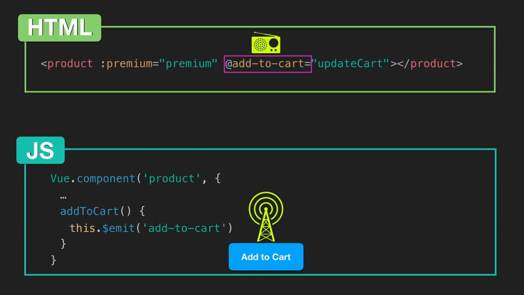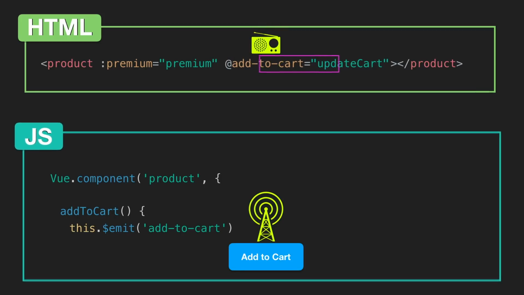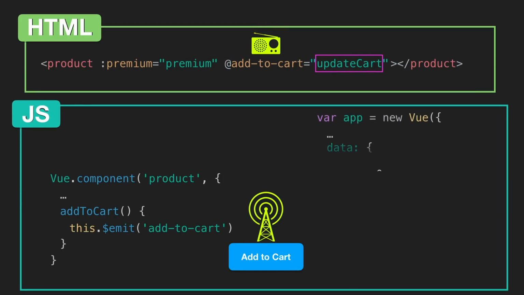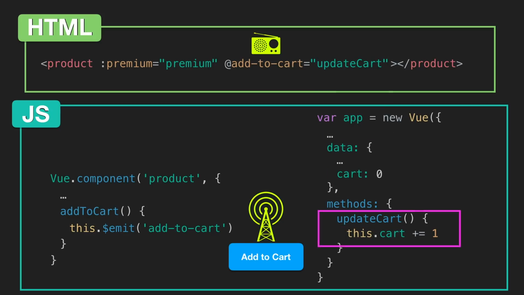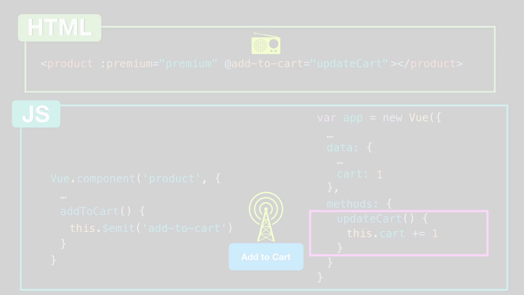Now, when the addToCart button is pressed, it emits a signal that is received by an event handler on the product component. This then triggers the updateCart method on the Vue instance, which increments the cart. We haven't yet written this method, but we will in just a moment. Now let's apply what we just learned to our application.